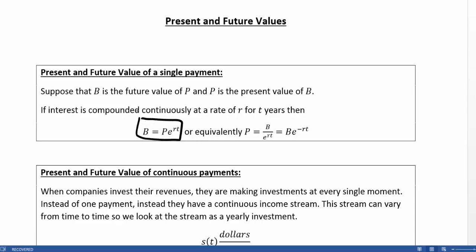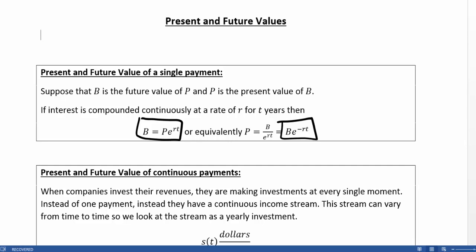Remember, P is your initial one-time deposit, r is your interest rate, and time t is in years that you leave your investment in. We can solve this equation for P to get a formula for the present value. When we do that, we get that present value equals future value e^(-rt), where again, r is our interest rate and time t is in years.